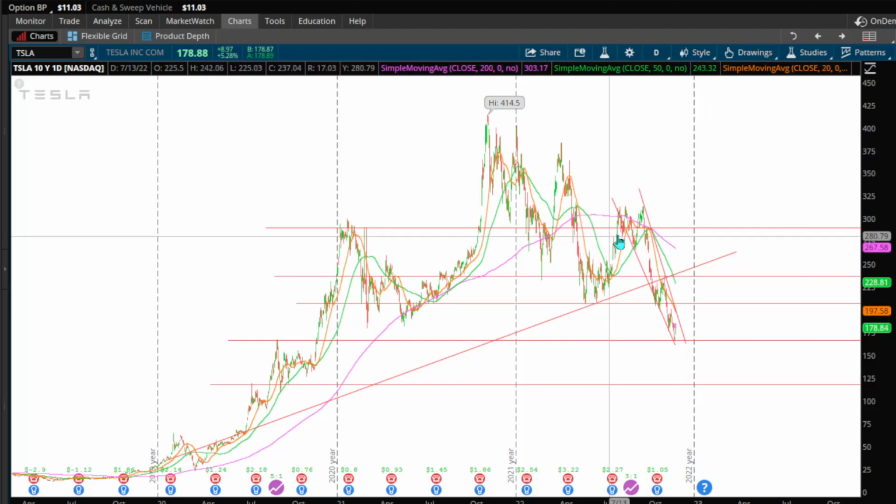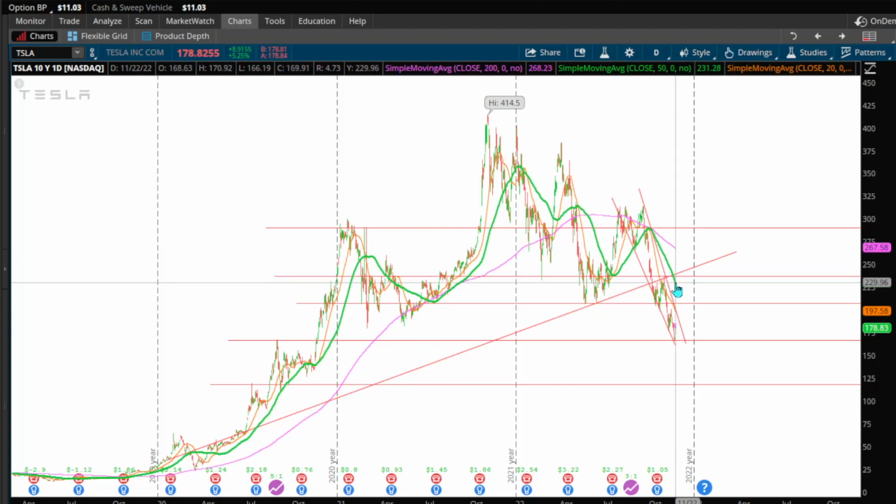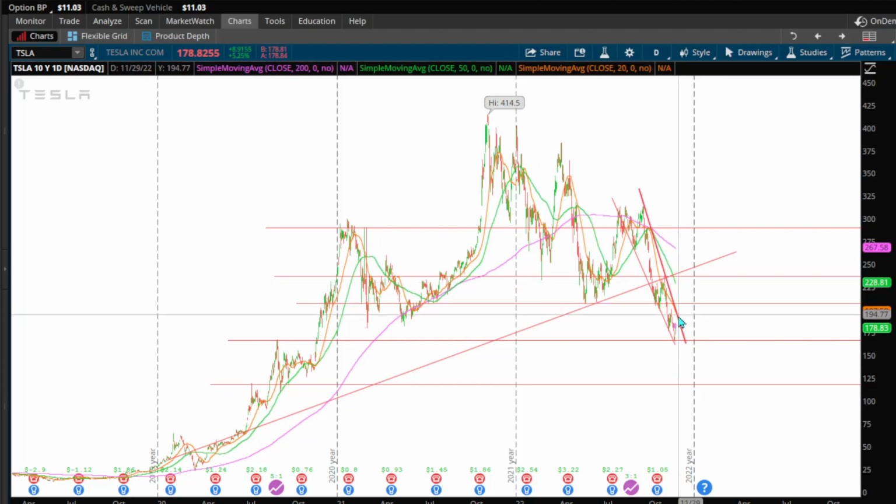As you guys can see, we are far below this 200-day moving average. We're also far below this 50-day moving average. We're not too far away from the 20-day moving average. The 20-day moving average is at 197.58, the 50-day moving average is at 228.81, and the 200-day moving average is at 267.58.